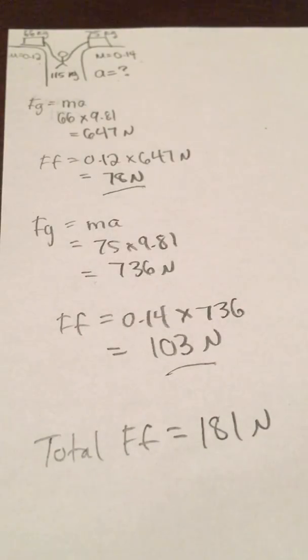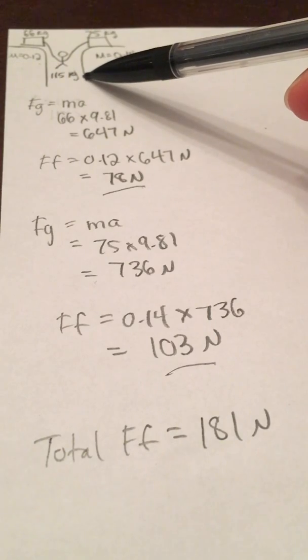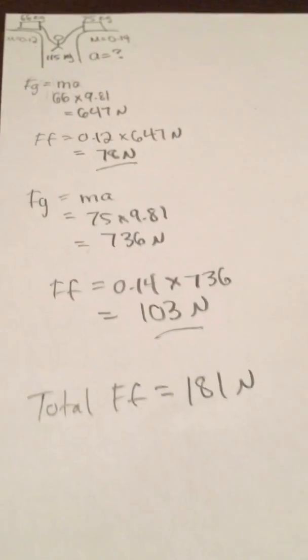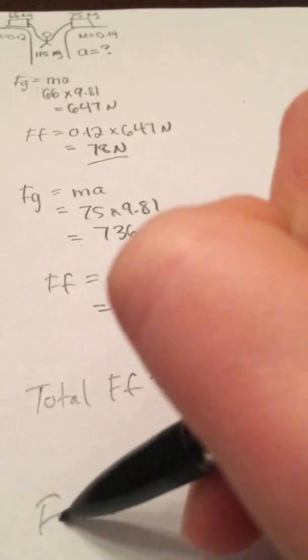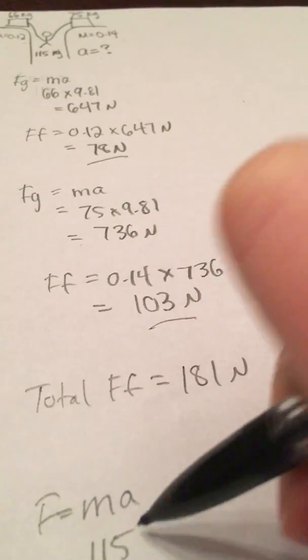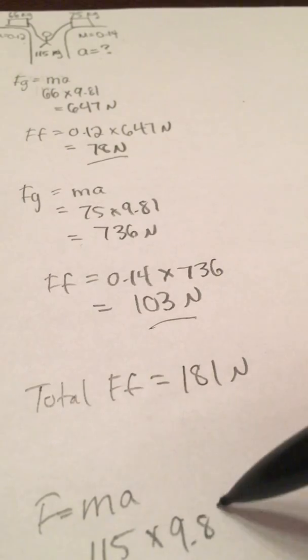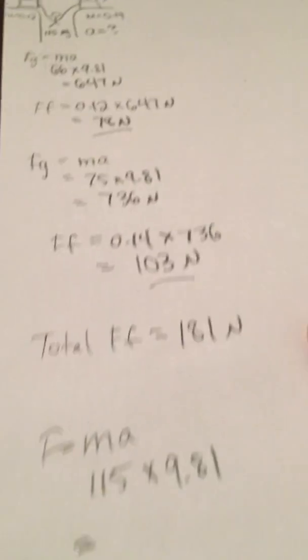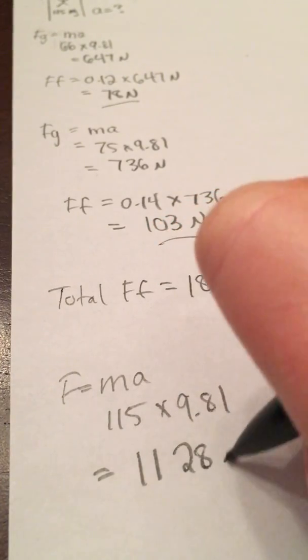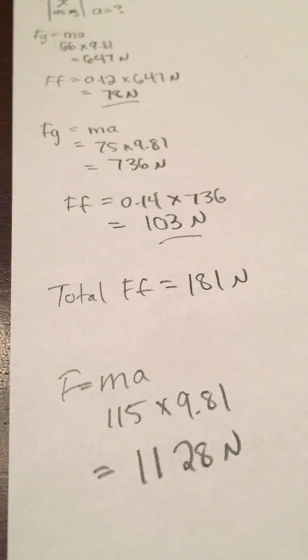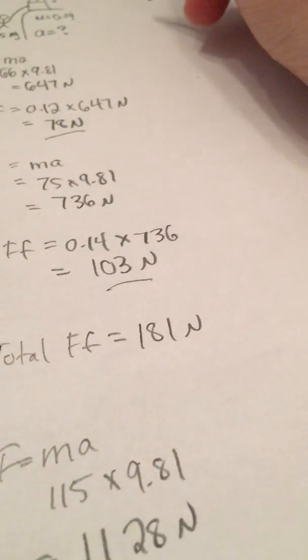Now what we're going to do is find the gravitational force of the person going down. So we have mass times acceleration again. So we have 115 times 9.81, and that gives us 1,128 newtons.